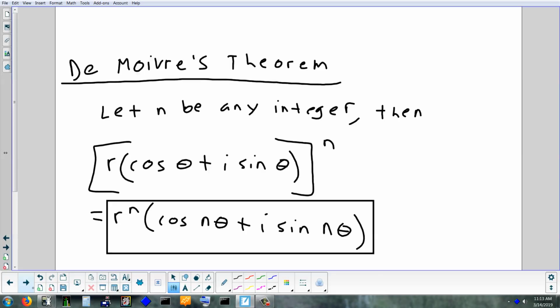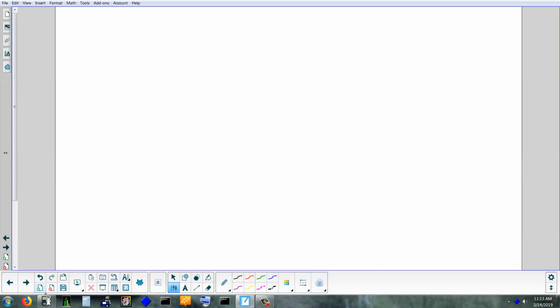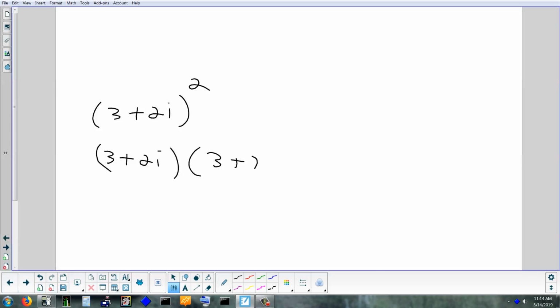Let me show you why the theorem we're about to learn is pretty handy. So let's say you wanted to do this. I want to raise that complex number to the second power. That's not that bad. I can write it out. 3 plus 2i means to do it twice. And now I have to FOIL everything out.